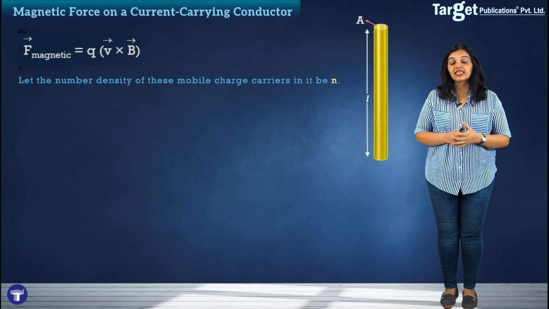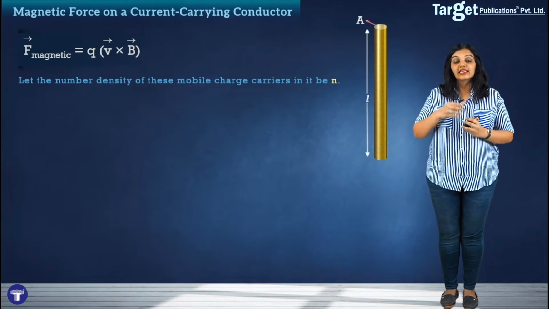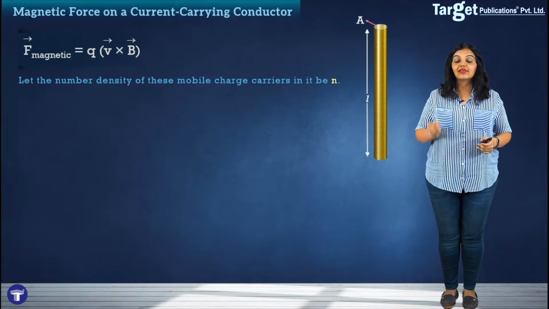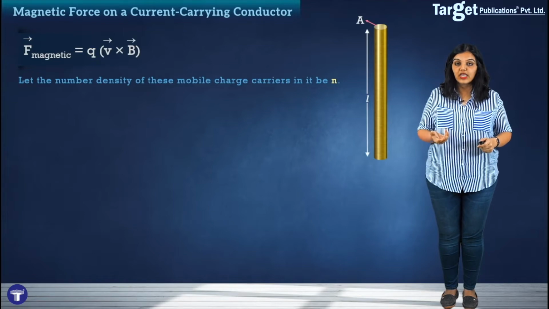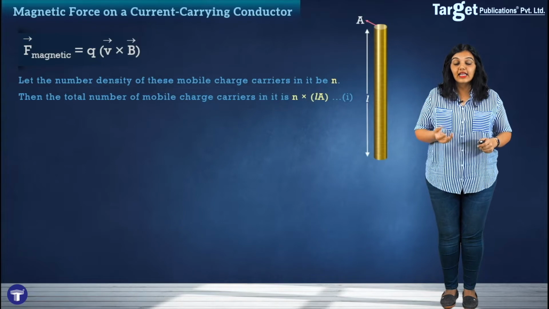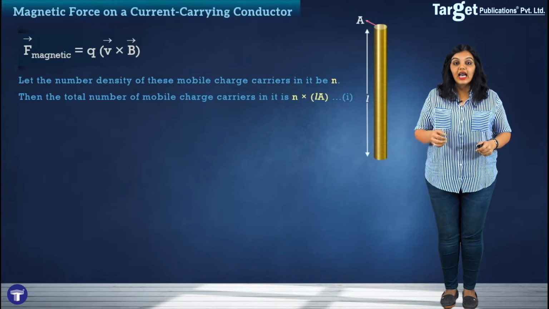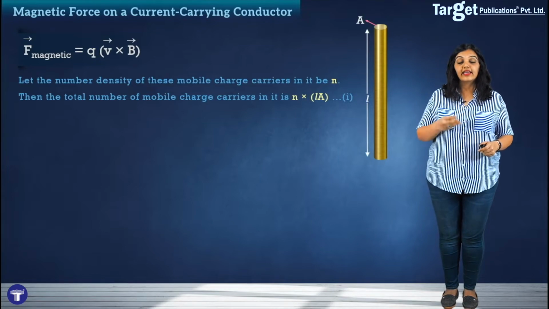So I start by saying that let the number density of these mobile charge carriers be small n. Number density means number of charge carriers divided by volume. And therefore, if I want to simply find the number of charge carriers, I will have to multiply this n by the volume of the conductor. And in this case, it is simply L into A. And therefore, I say that the total number of charge carriers in this conductor is nLA.